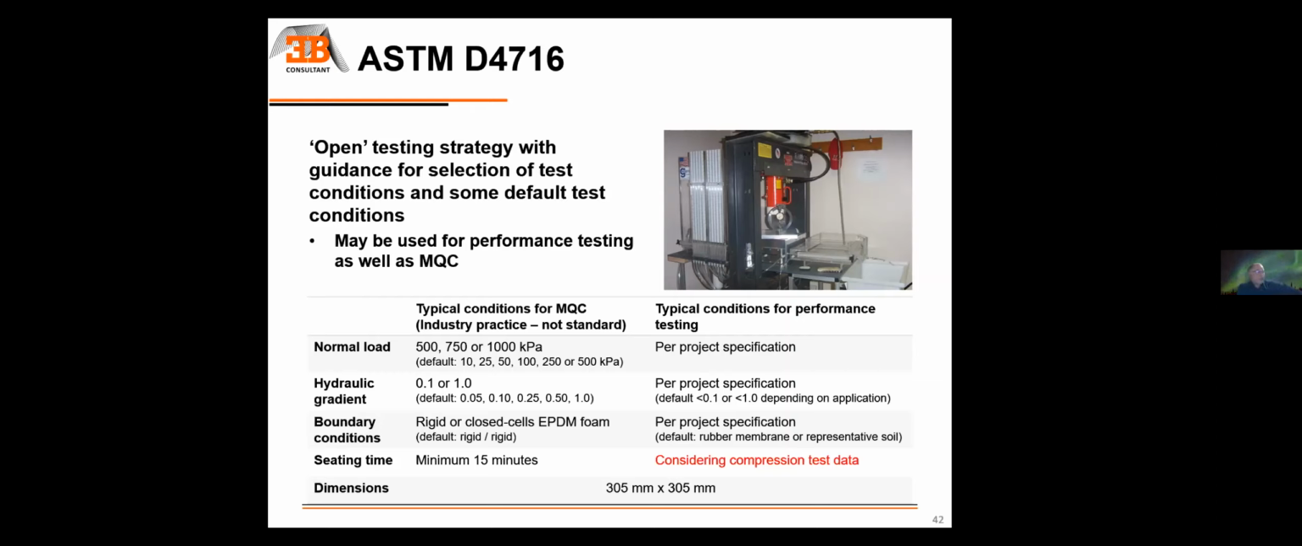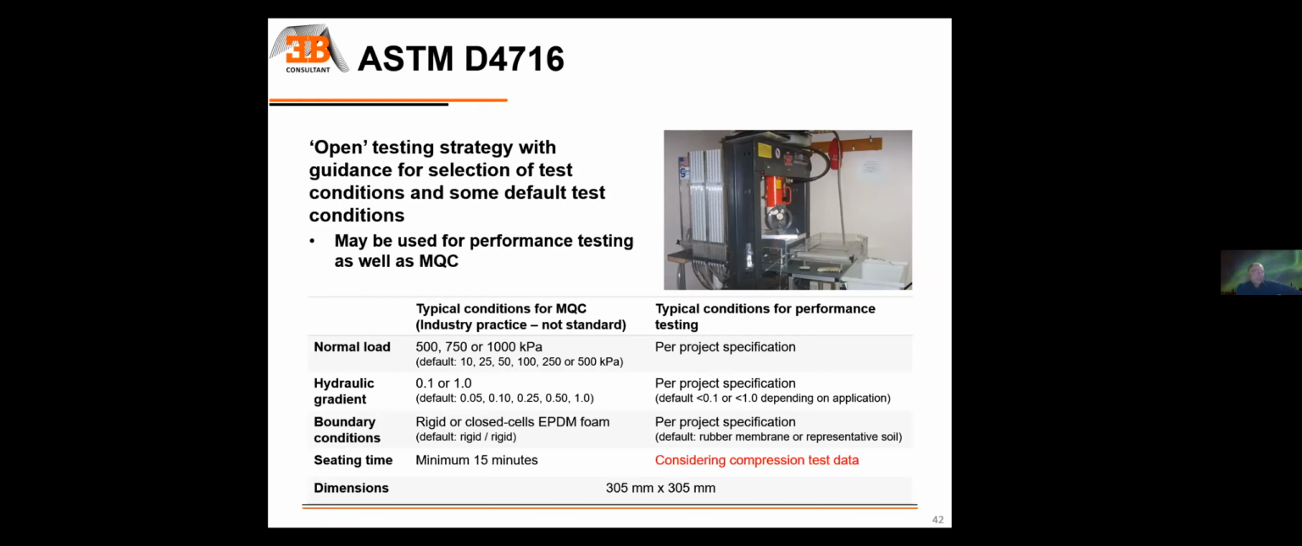So for MQC, again, we're going to have hydraulic gradients of 0.1 or 1, which are going to be the typical values. The boundary conditions are going to be either rigid or closed cell EPDM foam. But I have to say it's not often that I see something different than rigid boundary condition, just because it's easier to run in the lab. It's basically the piston applied directly on the product, and there is no foam which can age, which has to be replaced, and so on. So it's easier to run, and also, of course, it gives a much higher flow capacity. So on the spec, it looks much better.